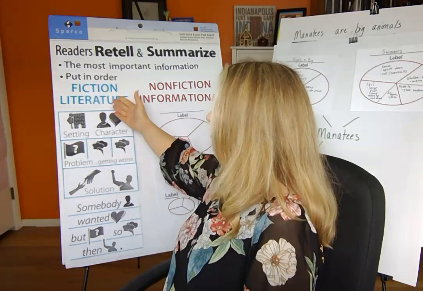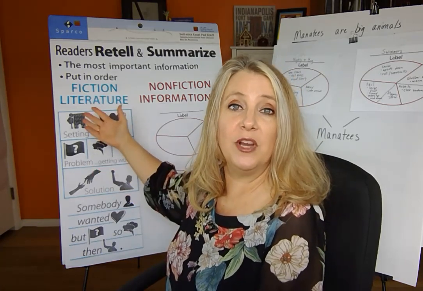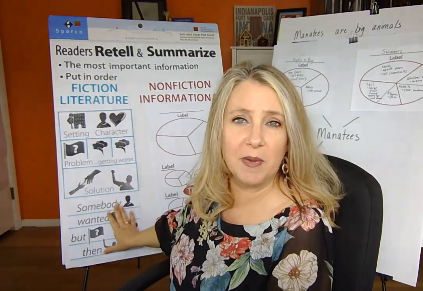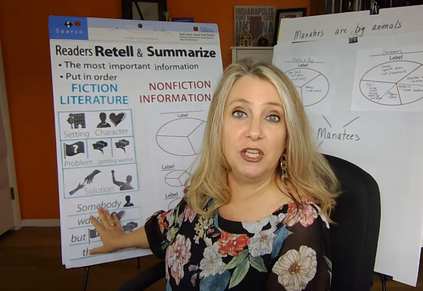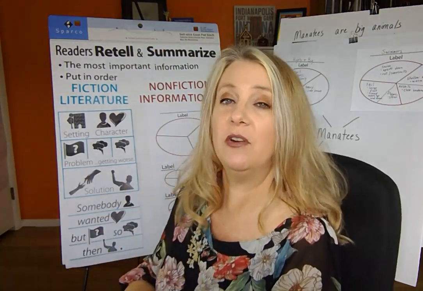If you're reading fiction, you're going to figure out what all the story elements are and you're going to retell it in order. And then we learned those 5 words, somebody wanted but so then, that you can use when you want to write a couple sentence summary, like a short paragraph.